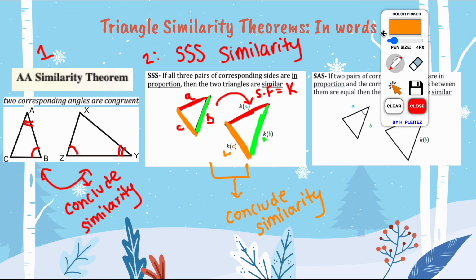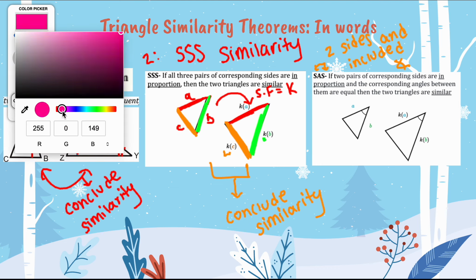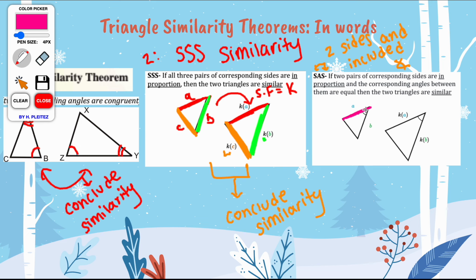And then last but not least, we have side-angle-side. Again, we're dealing with 2 sides and an included angle, just like it was for congruence. Remember, included angle means that the angle needs to be directly in between our 2 sides. But instead of having those 2 sides congruent, we have those 2 sides being in proportion, and that included angle is congruent. So in this example here, we have side A, and then we have here k times A. And remember, k is our scale factor.